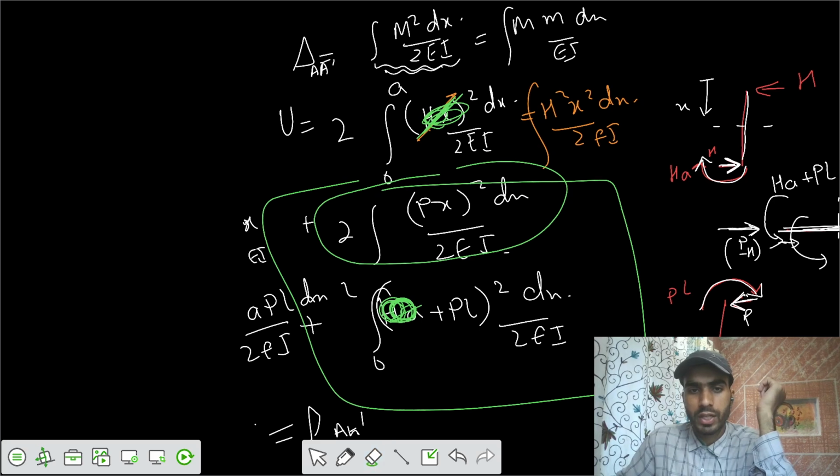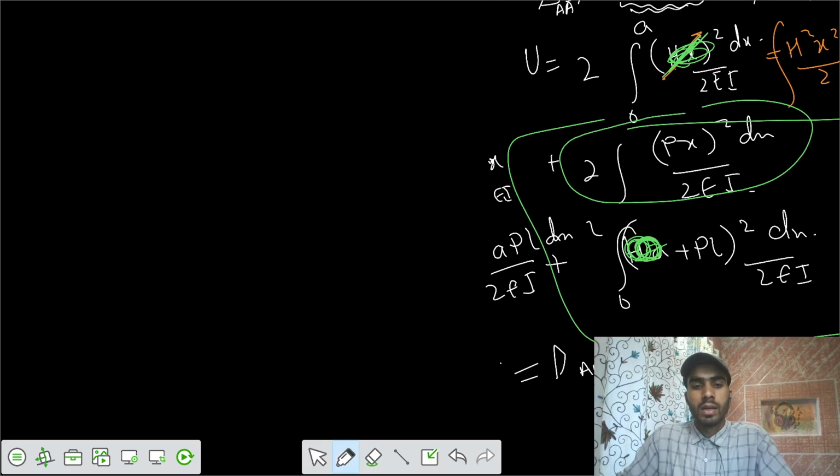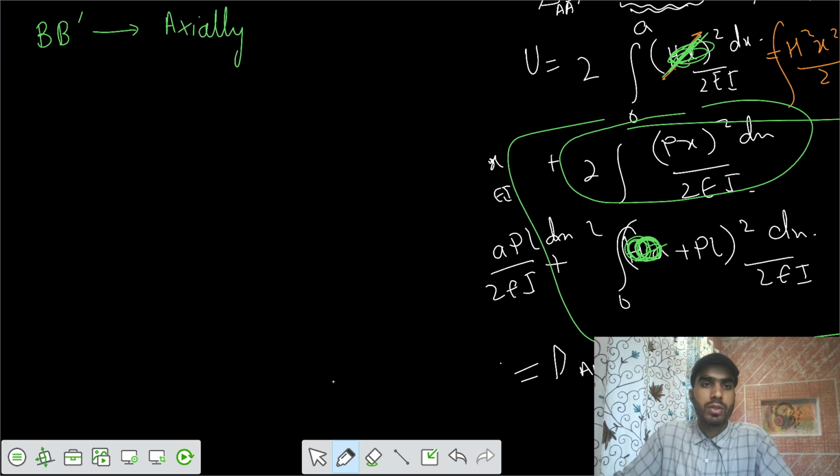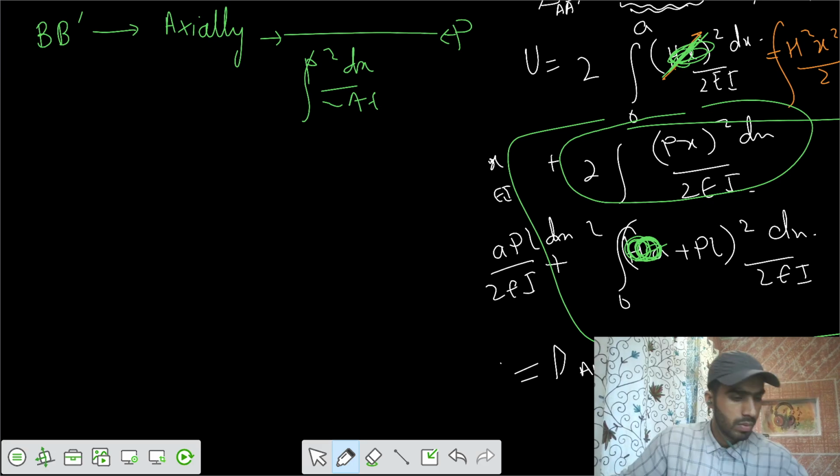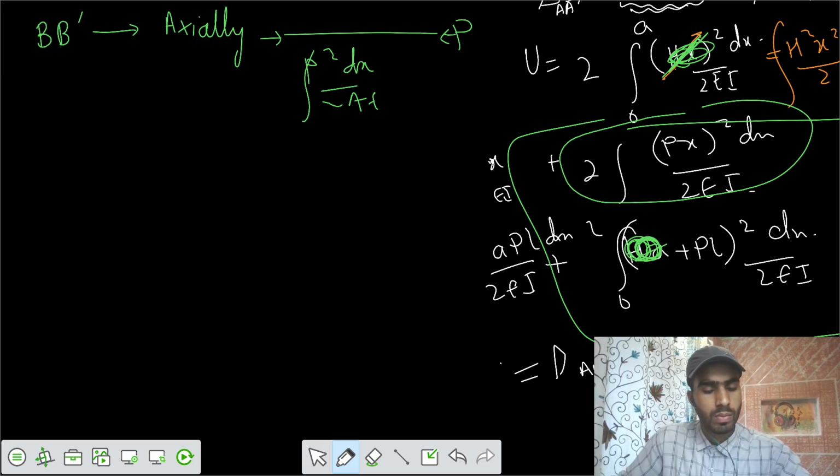Let's solve the total strain energy. So this is our strain energy. Remember, B dash was assumed, it was given, to be rigid. Otherwise, you would have to take the effect of that P load acting on the member BB dash, so we would write P² dx by 2AE.